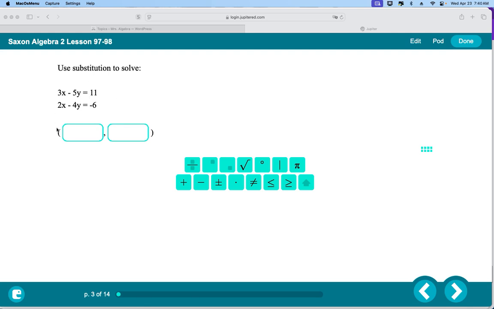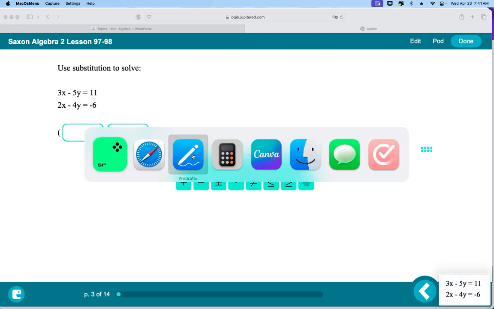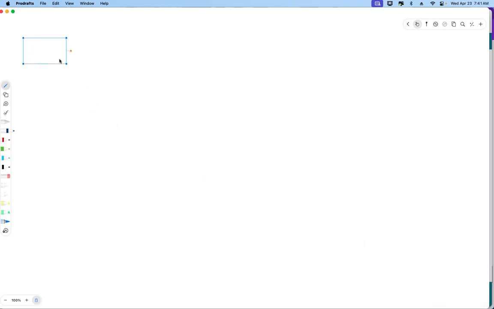So let's do this one right here. We're going to drag it over to my drawing program, I should say. Make where we can see it. All right, so let's call this one A, and let's call this one B. All right, so in equation B, I see something that I can do to make my life easier, and that is to divide everything by 2 to reduce the whole equation.